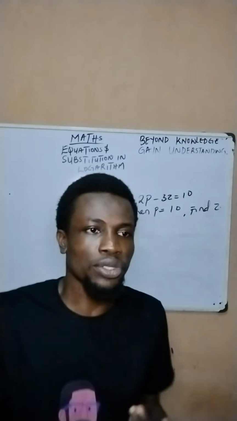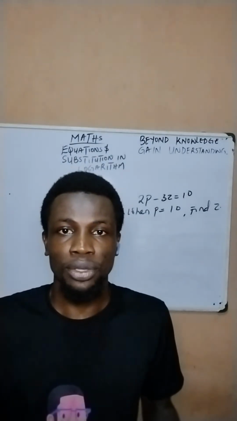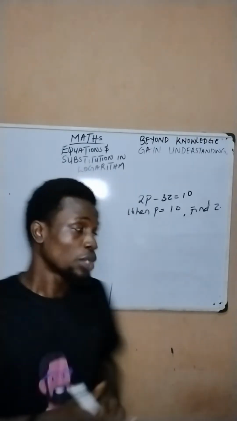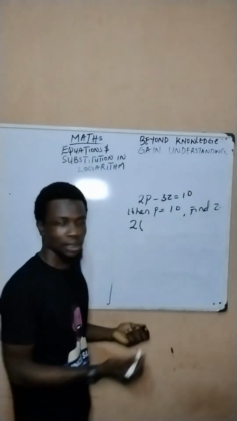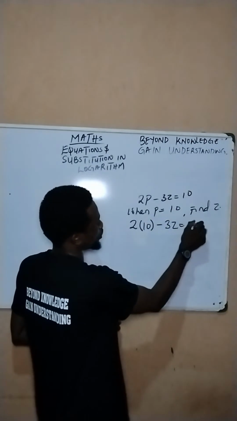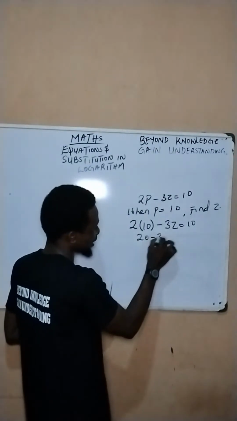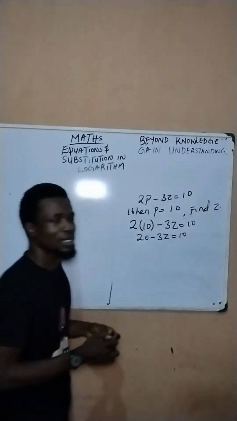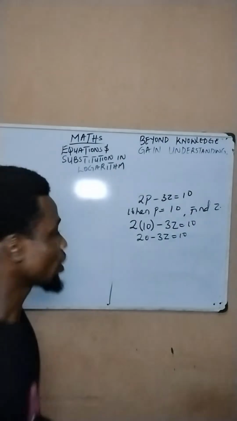Sometimes you need to first of all reduce the expression. Sometimes you have to simplify the expression before you can do the substitution. So in this case, this becomes 2 open bracket, we replace p with 10, minus 3z equals 10. So at this point, this becomes 20 minus 3z equals 10. It's now looking like a linear equation that we can actually solve without any trouble.